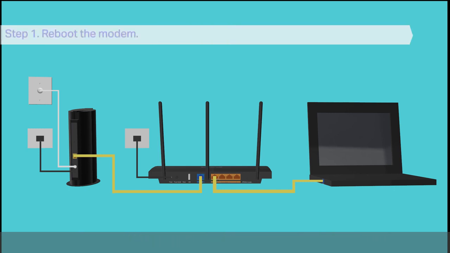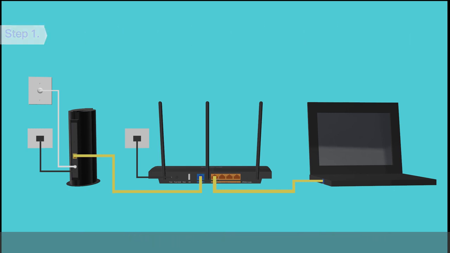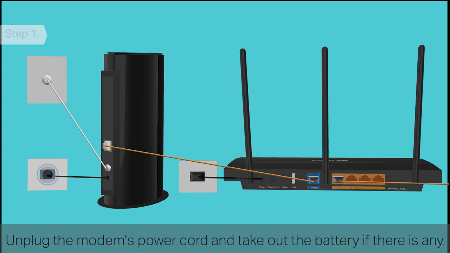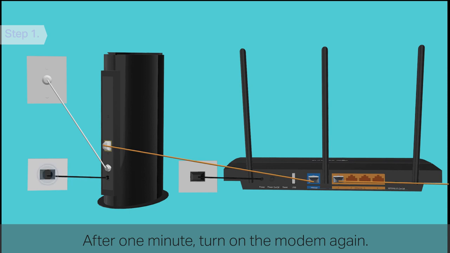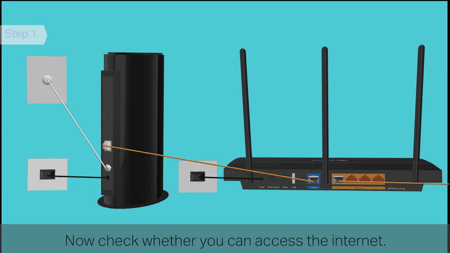Step 1. Reboot the modem. Turn off the modem. Unplug the modem's power cord and take out the battery if there is any. Then make sure all LEDs are off on the modem. After 1 minute, turn on the modem again. Wait until the modem's on LED is solid. Now check whether you can access the internet.